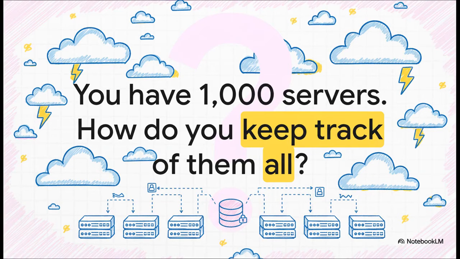You start with, say, 10 servers. No big deal, right? You can keep track of that, but then your app takes off. Suddenly you're looking at 100 servers, then 1,000. How in the world do you keep track of what's running, where it's running, and if it's even healthy? It gets chaotic, and it gets chaotic fast.